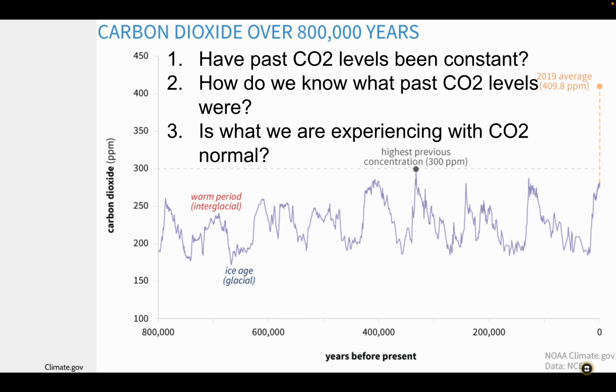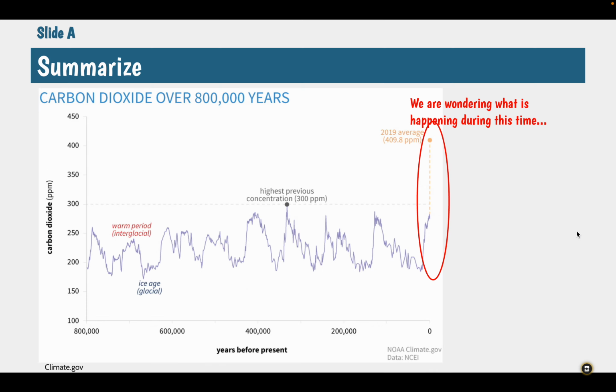So hopefully you see CO2 levels have not been constant in the past. They've always gone up and down. We have records of this from little gas bubbles in ice cores. And if you look at today, or the 2019 average, we are well above the average of the past.